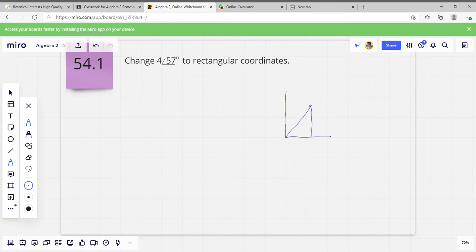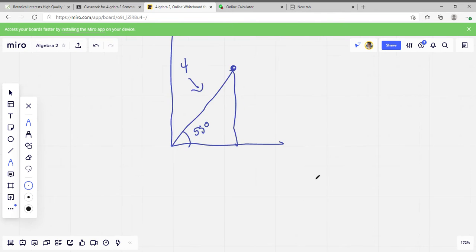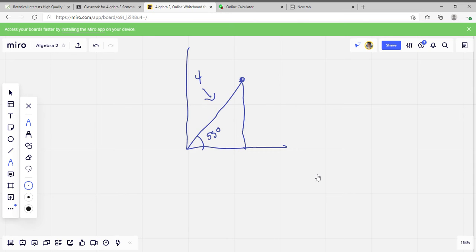So now we have a triangle. And we know that this part is 4. And this angle is 57 degrees. So we can use our trig functions to solve for both these sides. Let me zoom in here a bit. All right, so if I'm going to use trig functions to solve for both these sides, I know that this one's my opposite, and this one's my hypotenuse, and this one would be my adjacent.